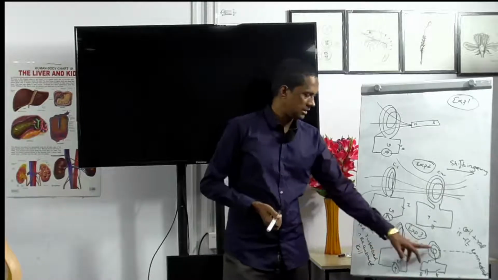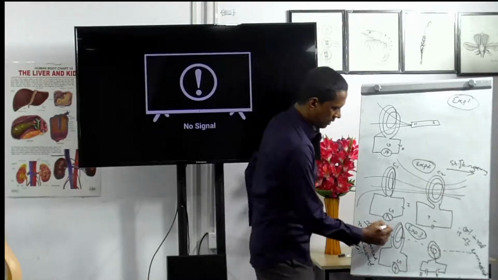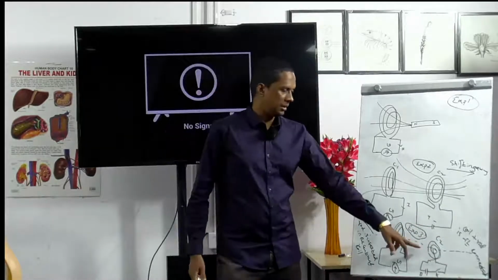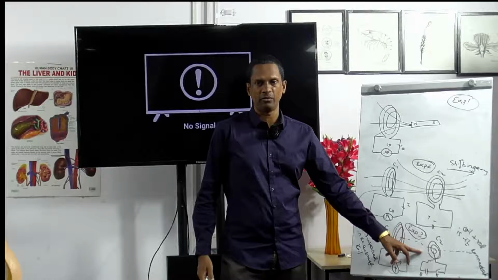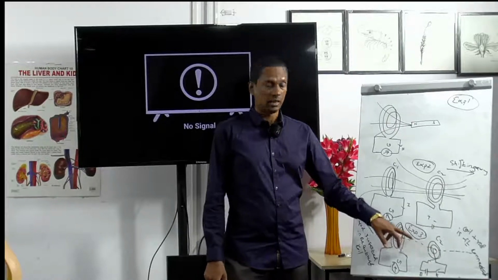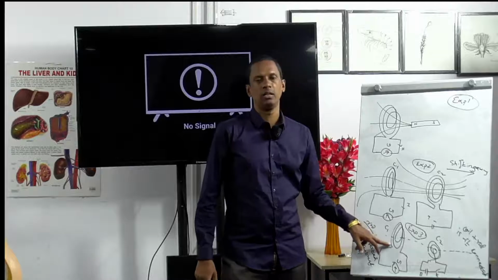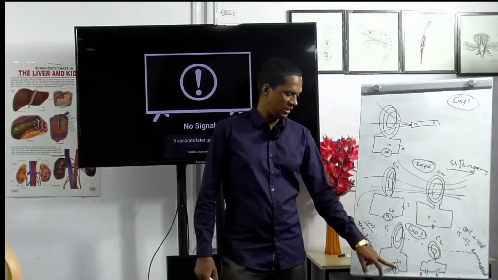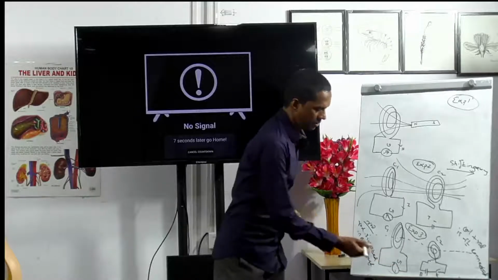Coil 1, yes, correct. This is coil 2. So the magnetic field will be generated from the rod. This rod will in turn induce the current in coil 1, which shows the deflection in the galvanometer.